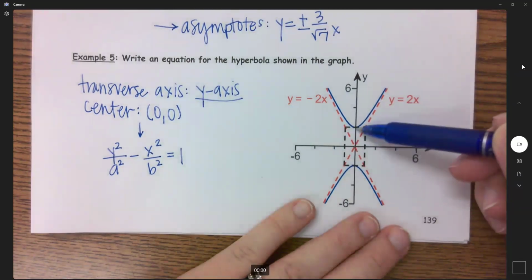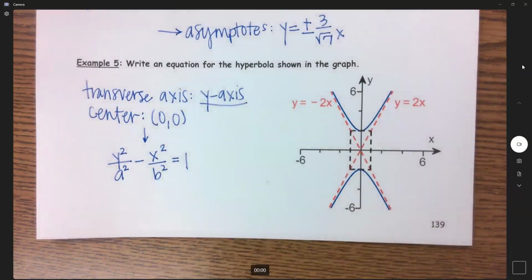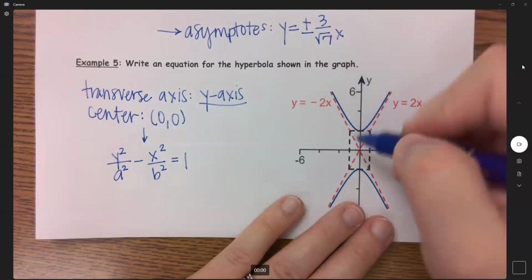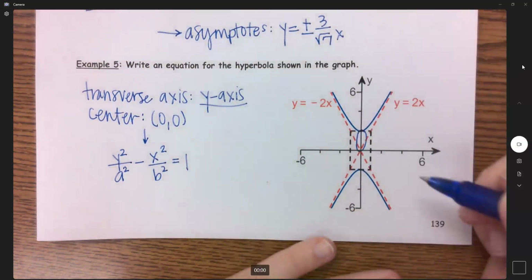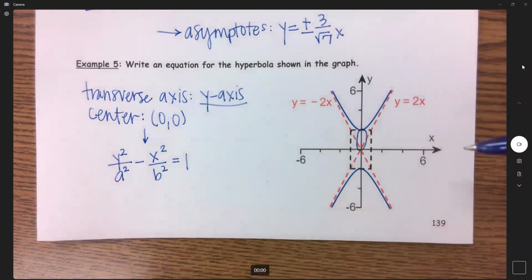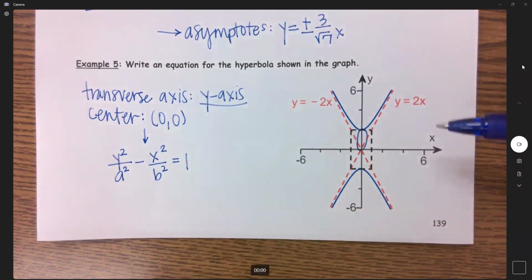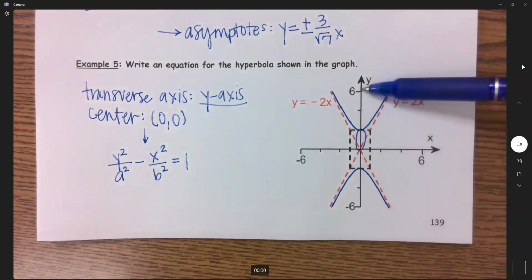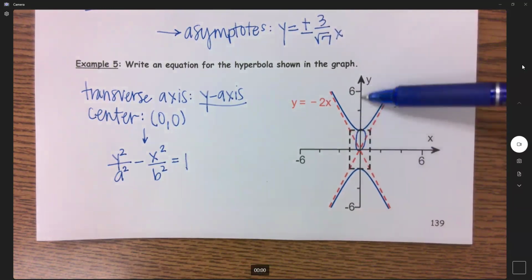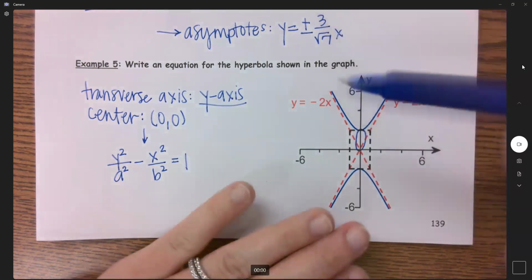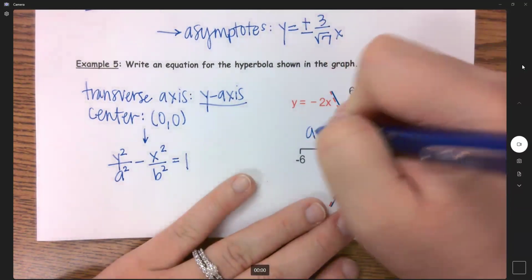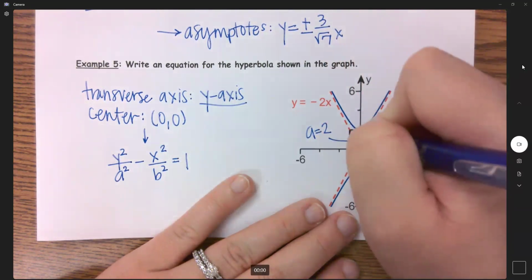Well, from the center to this vertex represents my a. And what is my a? It is not 1, because this is 6. If it was 1, that would be 1, 2, 3. So these are going up by 2. So it's 2, 4, 6. So here, my a equals 2.